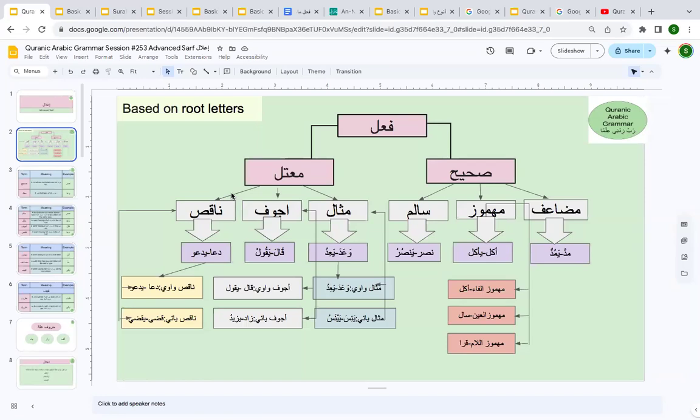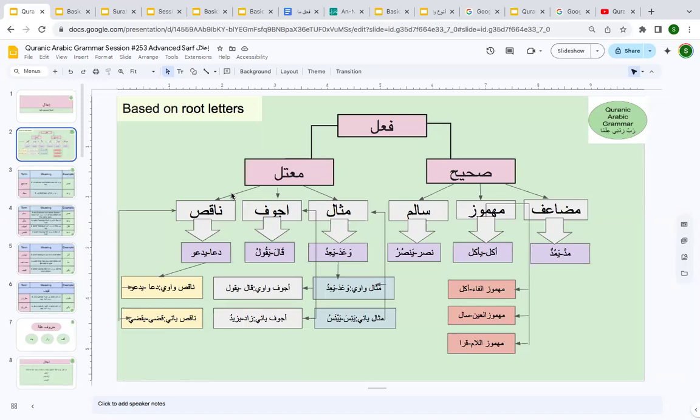Now, what happens if you have a fi'l and this fi'l has two root letters that are weak? What is that fi'l called that has two root letters that are weak letters, waw or ya, or there may be a doubling or whatever? So yes, lafif is a term used for a word or a fi'l that has two weak letters. Lafif is a word that is used for a fi'l that has two weak letters, right?